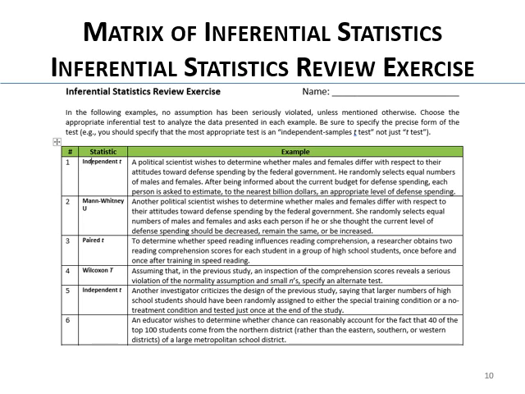Finally, an educator wishes to determine whether chance can reasonably account for the fact that 40 of the top 100 students come from the northern district rather than the eastern, southern, or western districts of a large metropolitan school district. Oh boy, what is this one? So we've got 100 students. We're categorizing them by whether they come from the northern, eastern, southern, or western part of a school district. So we've got counts of the top 100 that fall within four categories of one nominal variable. One nominal variable, counts. What is it? It's your chi-square goodness of fit test.